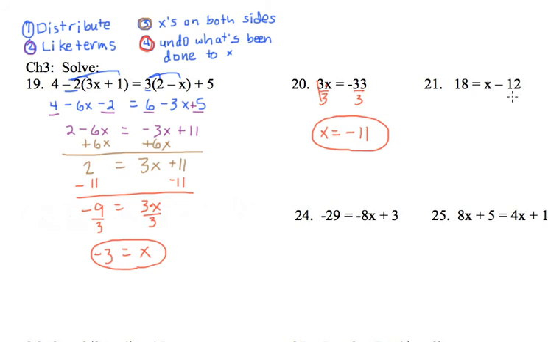Again, start on the side with the x. I want to undo subtracting 12, so I add 12. How do I know if I'm adding or dividing? Well, I'm undoing subtracting 12. That's how I know to add 12. So negative 12 plus 12 is 0, so I have x equals 30.